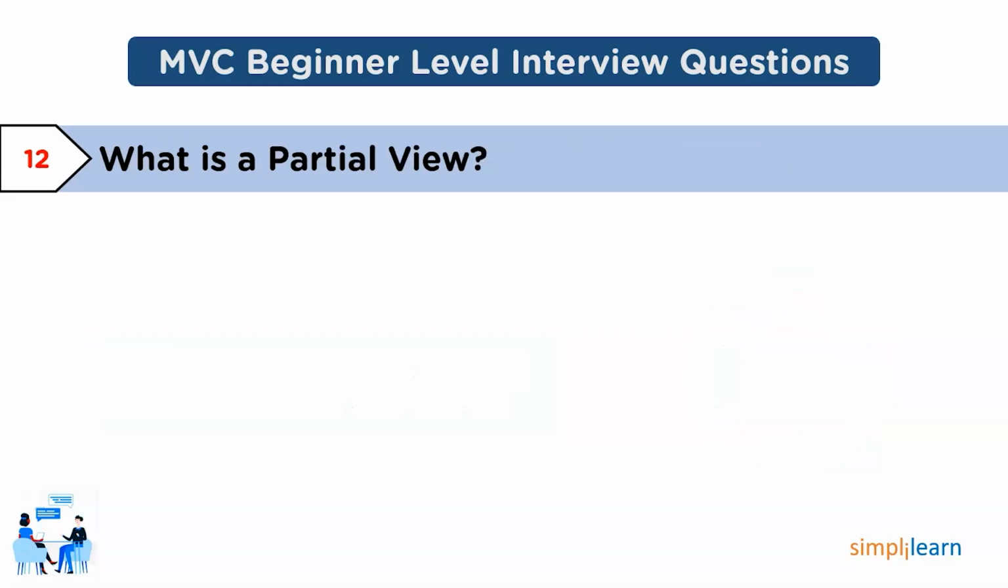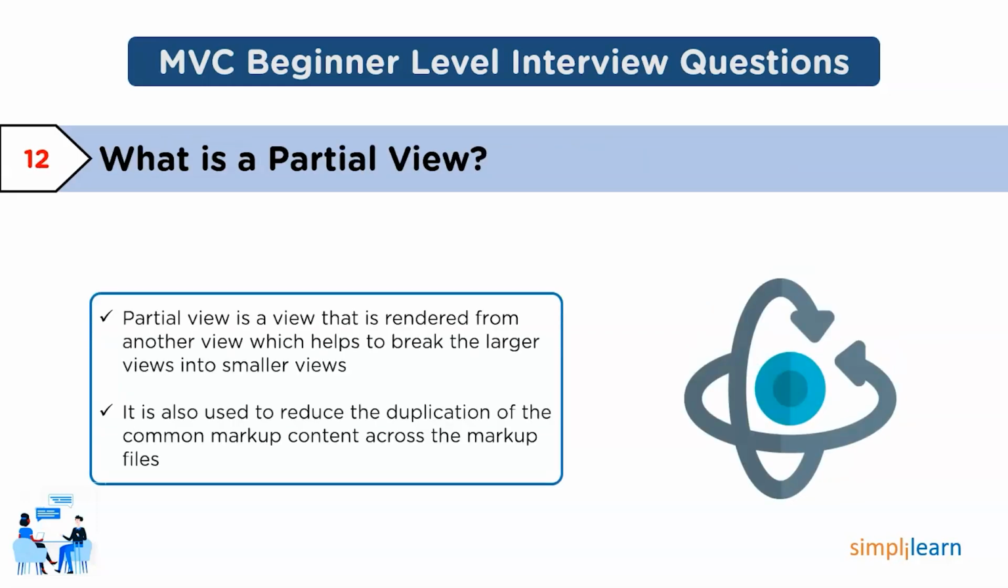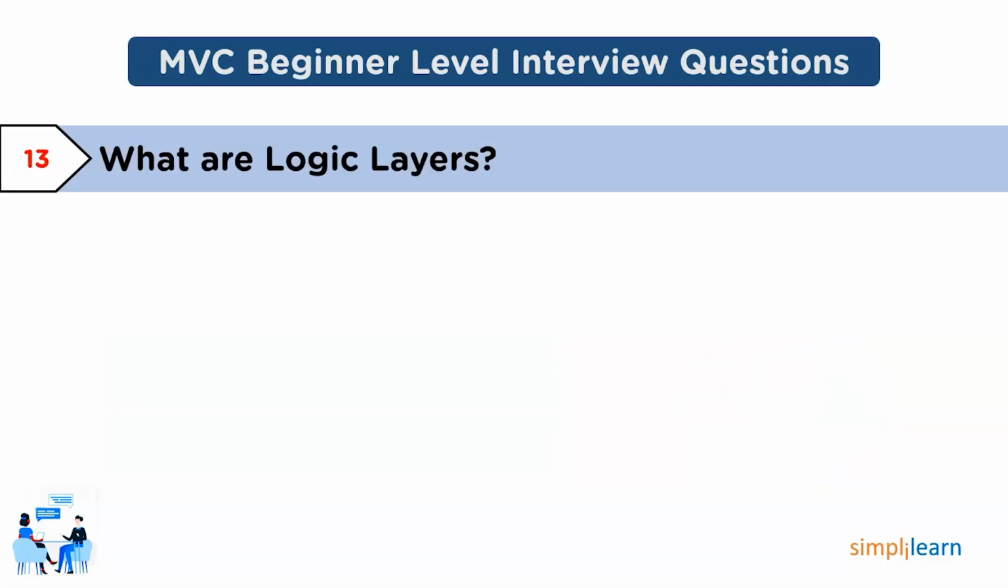What is a partial view? Partial view is a view that is rendered from another view, which helps to break the larger view into smaller views. A partial view is also used to reduce the duplication of the common markup content across the markup files.